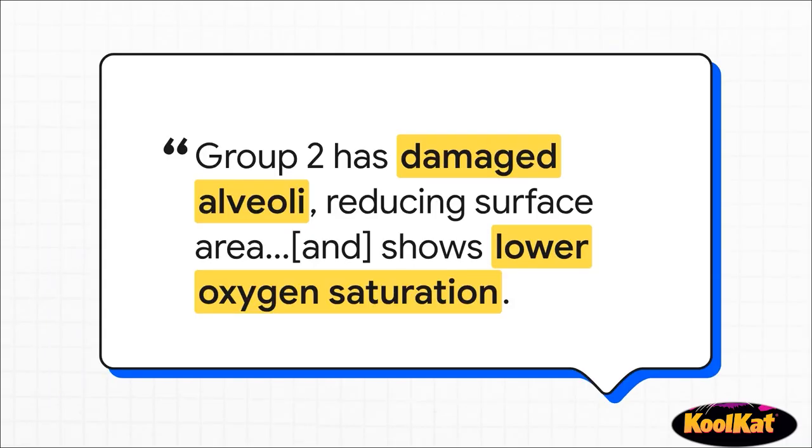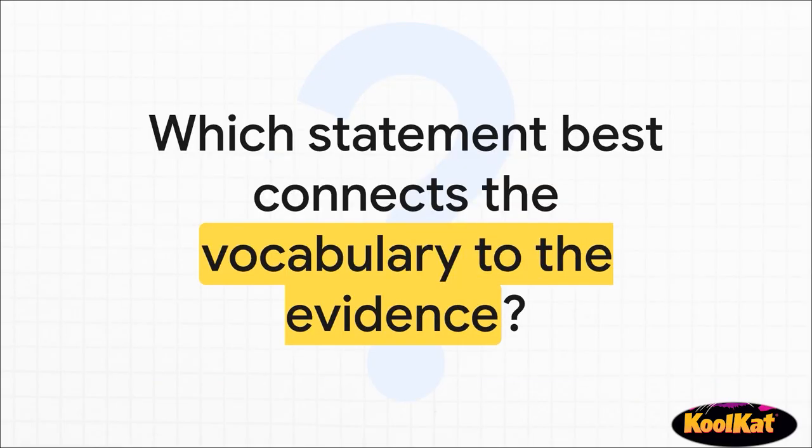Okay, now this is a classic GED-style passage. You've got two groups, Group 1 with healthy lungs and Group 2 with damaged alveoli, which means they have less of that tennis court-sized surface area. And the evidence? Well, Group 2 gets winded way sooner and has less oxygen in their blood. Let's see how the test asks us about this. So the question really just wants you to connect the dots. How does that idea of surface area explain the evidence, which is the lower oxygen saturation? Just take a look at your options. Which one gives the real scientific reason for what the clinic saw?